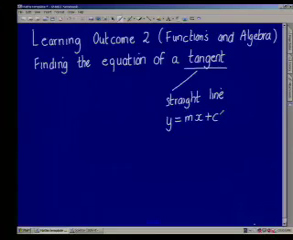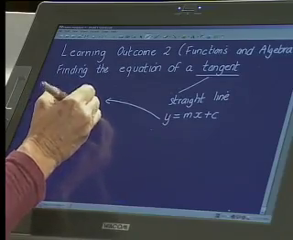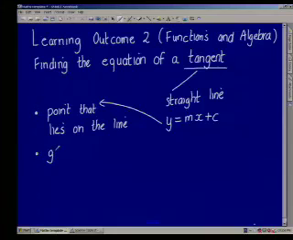Now, I know that when I'm looking for the equation of a straight line, I kind of brainstorm it and I think, what am I really needing? Well, ever since grade 9, I know that I need a point that the graph goes through. So a point that lies on the line is most important. And then the other thing that I need is some information about the gradient of the line.